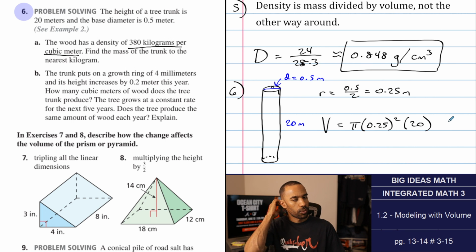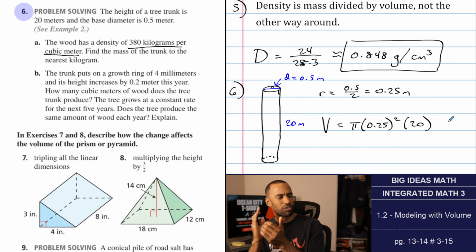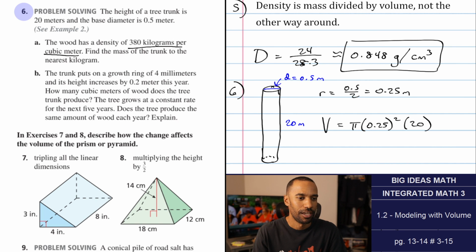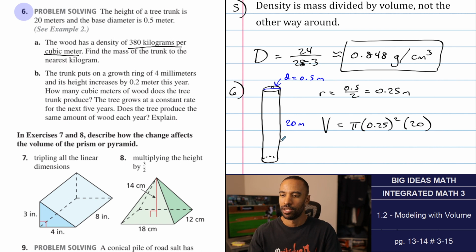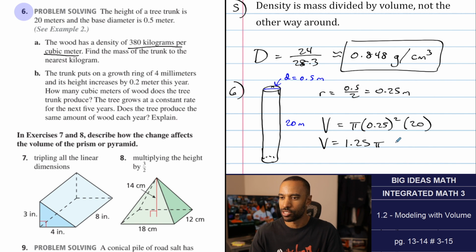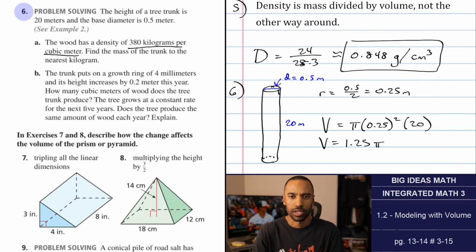Now, 1/4 squared is 1/16, and 1/16 of 20, I can do that. 20/16 is 5/4, so it should be 1.25 pi. Let's see if I get that. 0.25 squared times 20. Aha, 1.25. So let's keep it exact for now. 1.25 pi.